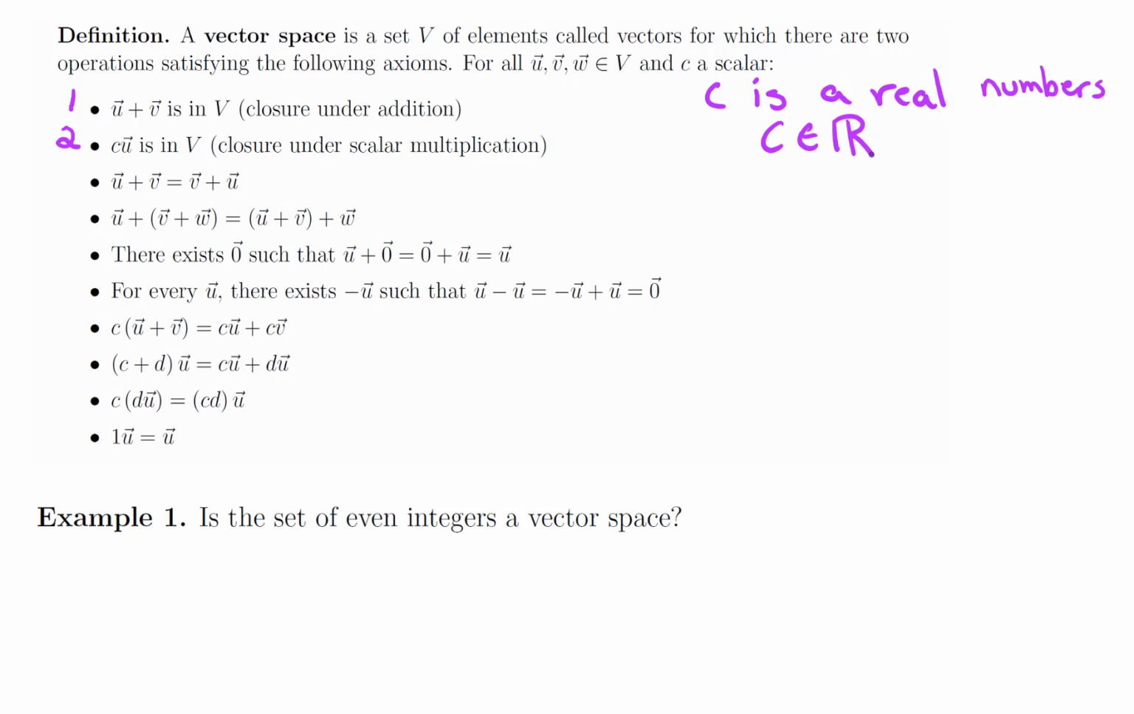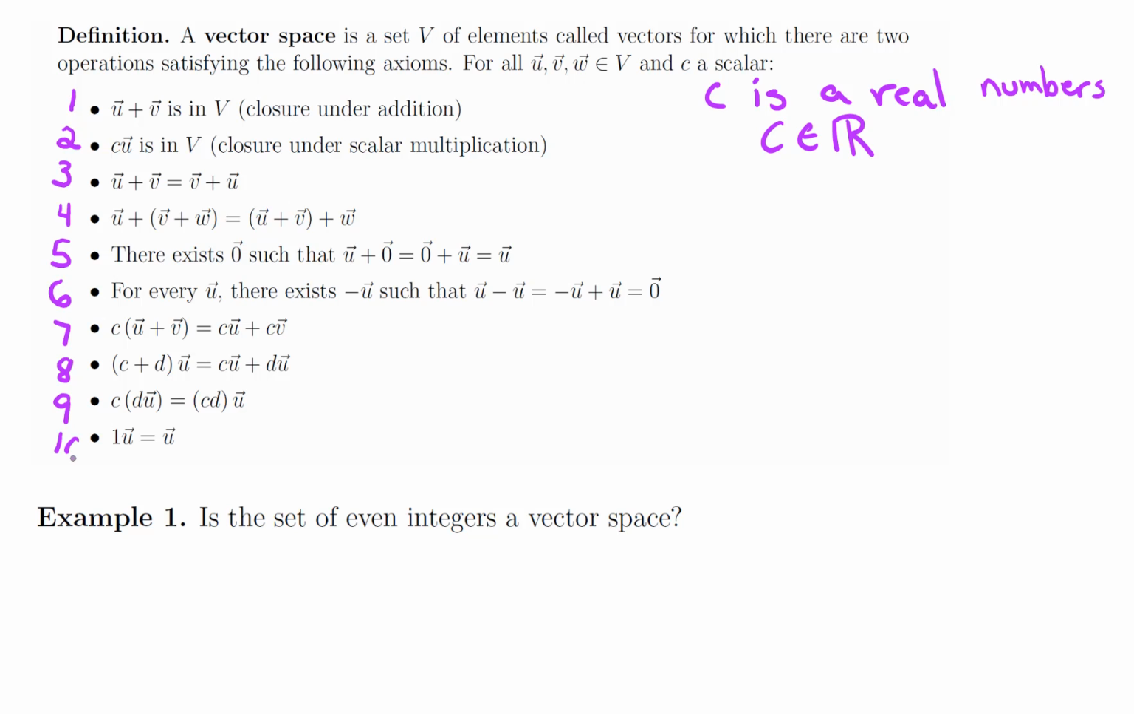We have addition is commutative, we have addition is associative, there's a zero vector that lives in V. Also, for all vectors in V, we've got additive inverses. With respect to our scalar, we've got distributive properties that hold, we have associative properties that hold, and multiplying any vector u times 1 coming from the scalar field gives you back u.